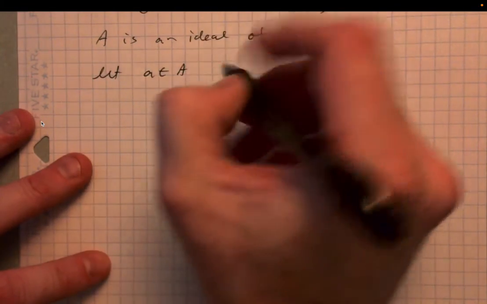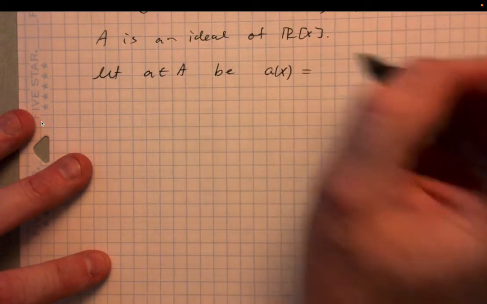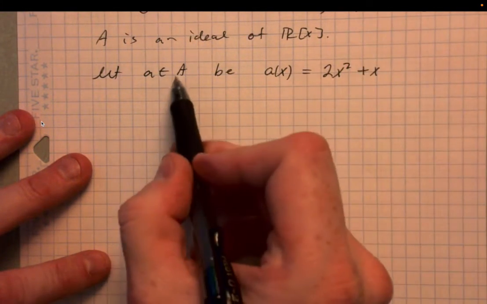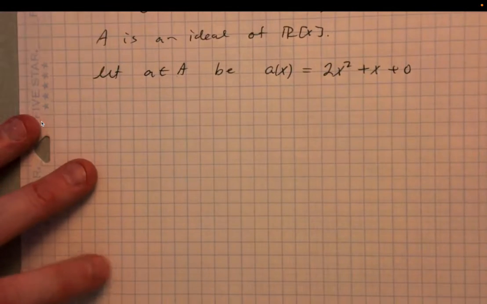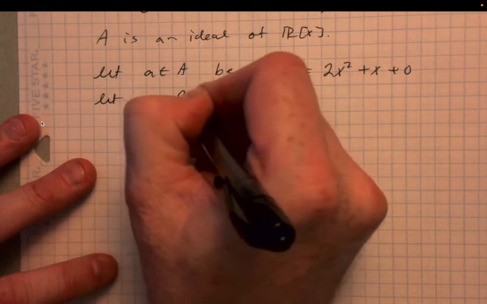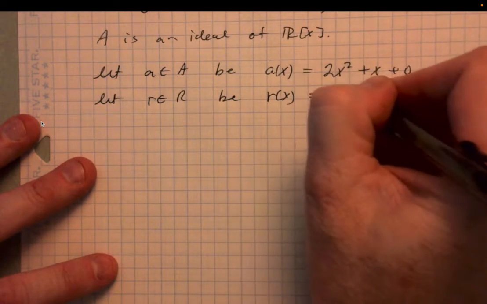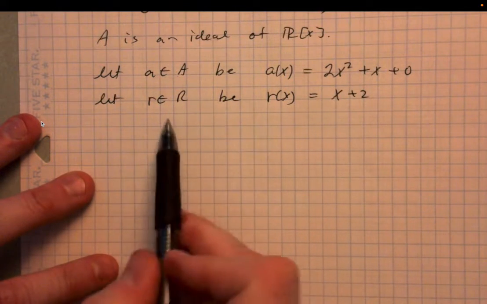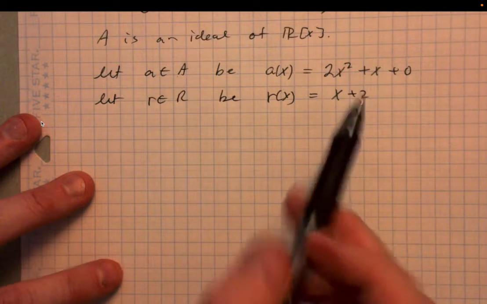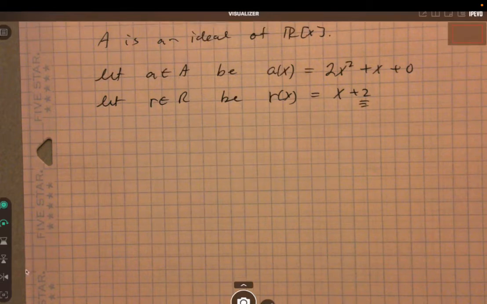So let A be a subset, and let's come up with an actual concrete example. A of x we'll call, and we'll say that's 2x squared plus x. Now because it's in A, it's got to have a 0 constant term, so plus 0. And let R be R of x equals x plus 2. Notice this example is not in A, because the constant term is non-zero. So you've got an element from R and an element from A.